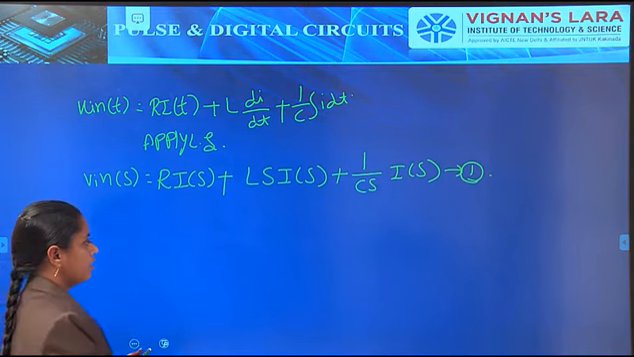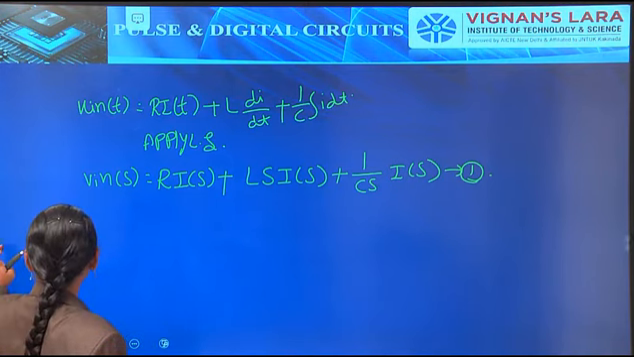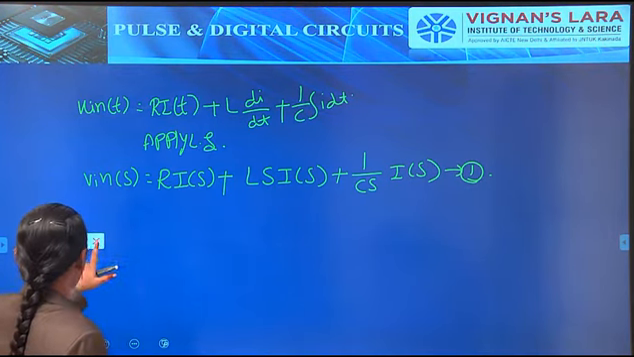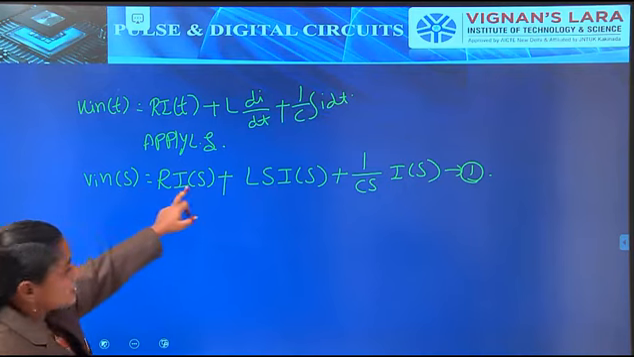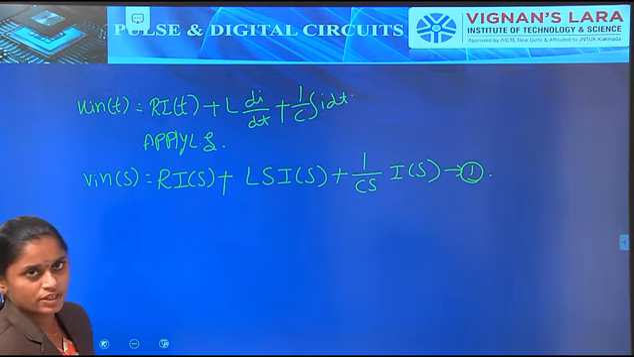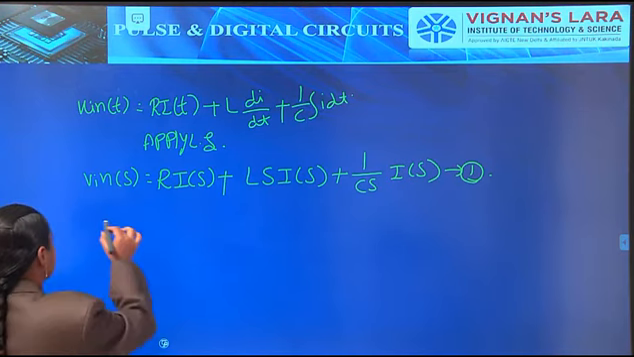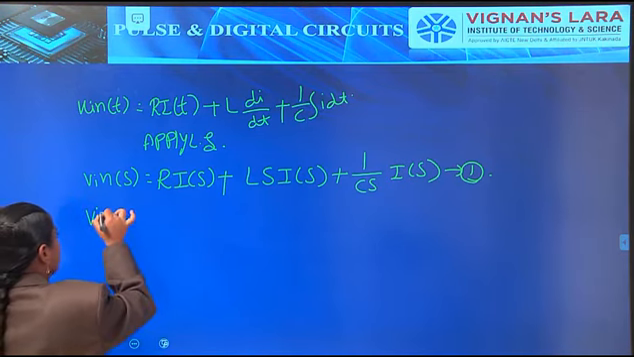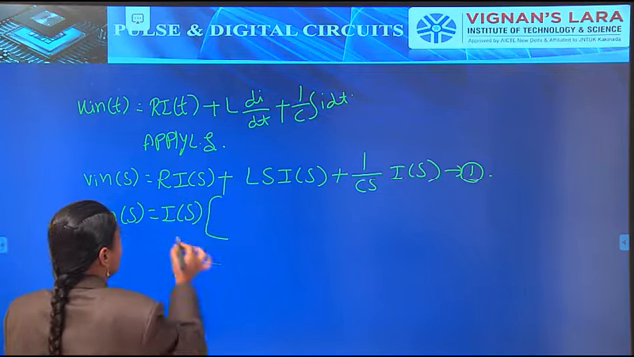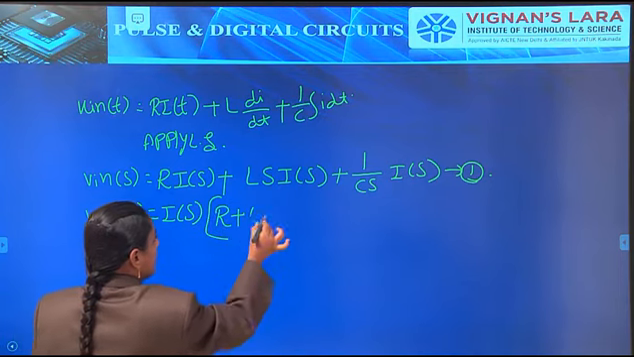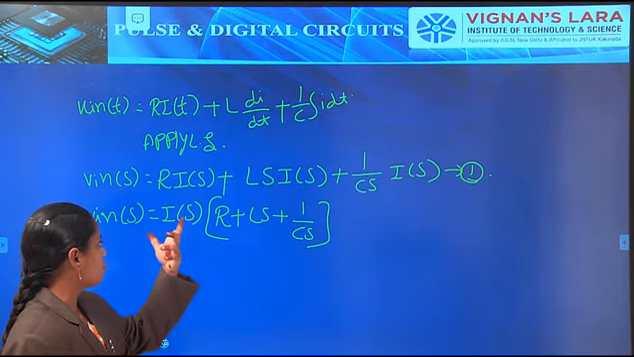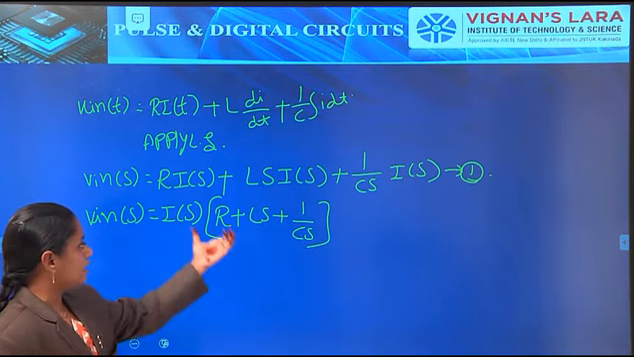So we write V in of S equals R into I of S plus Ls I of S plus 1 by Cs I of S. Taking I of S as common, it becomes I of S times R plus Ls plus 1 by Cs. Then we have to reduce the terms.